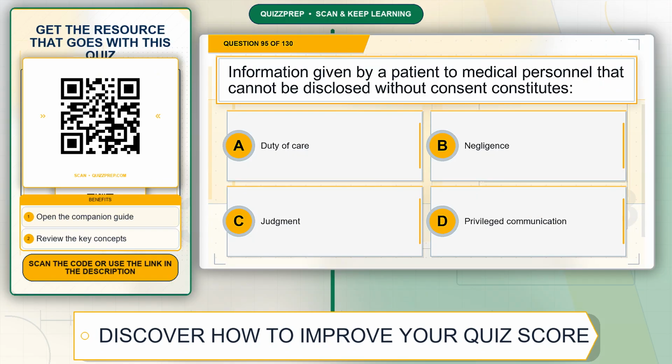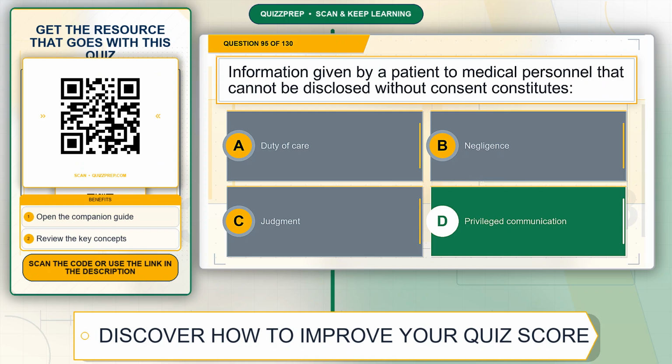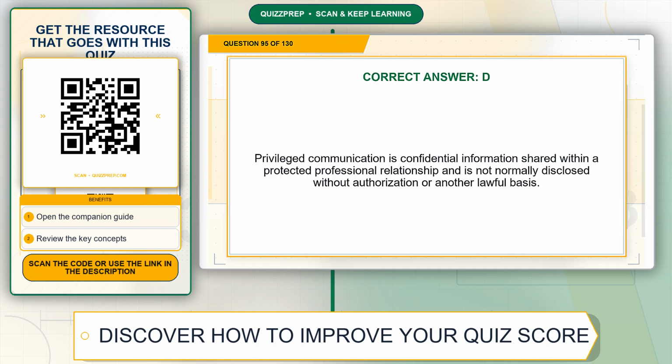Question 95. Information given by a patient to medical personnel that cannot be disclosed without consent constitutes: Option A, duty of care. Option B, negligence. Option C, judgment. Option D, privileged communication. The correct answer is option D, privileged communication. Explanation. Privileged communication is confidential information shared within a protected professional relationship and is not normally disclosed without authorization or another lawful basis.